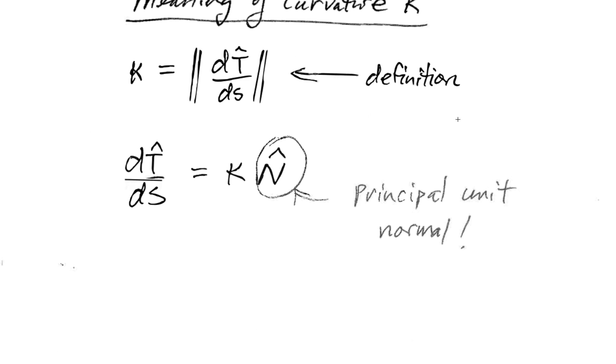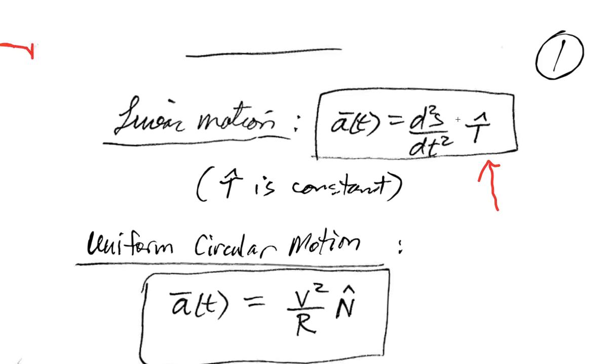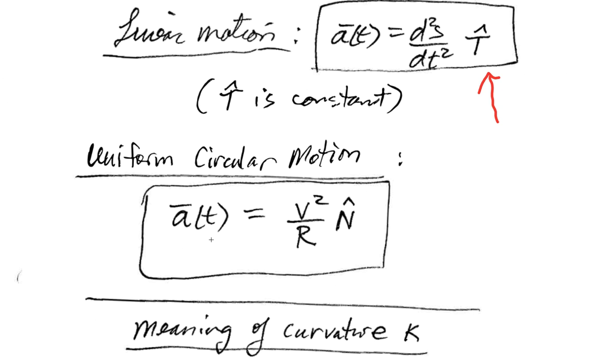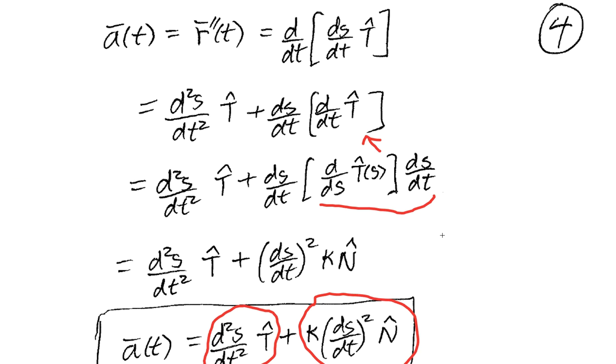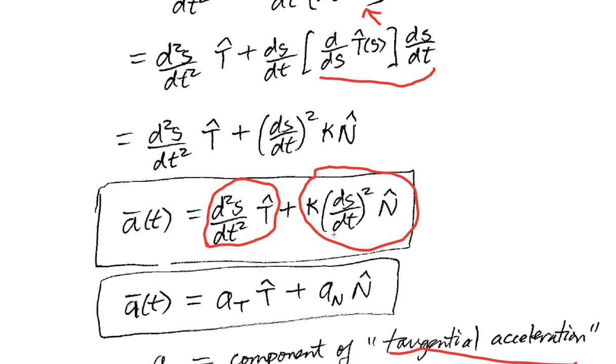Oh yeah. Here we are. Uniform circular motion, v squared over R n hat. And we're going to see here why this and this are essentially the same thing.